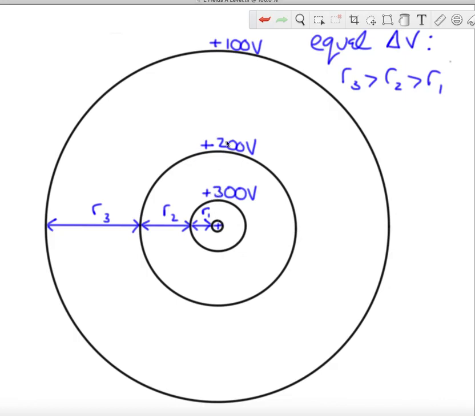So plus 400, plus 300, plus 200, plus 100. Here to here is smaller than here to here, which is smaller than here to here. If I was drawing another equipotential, it might be out here somewhere, way beyond the side of my page. But the distance from here to the next equipotential would be larger than this. So there you have the equipotentials around a positive charge.